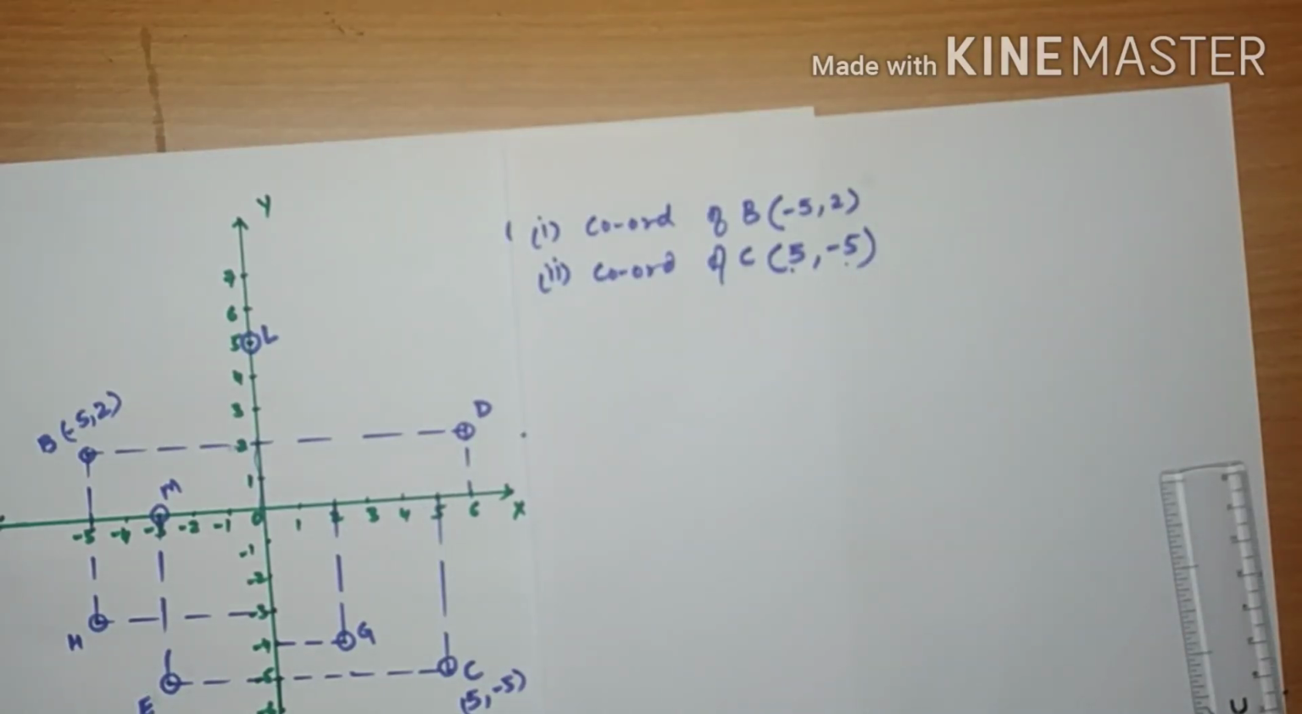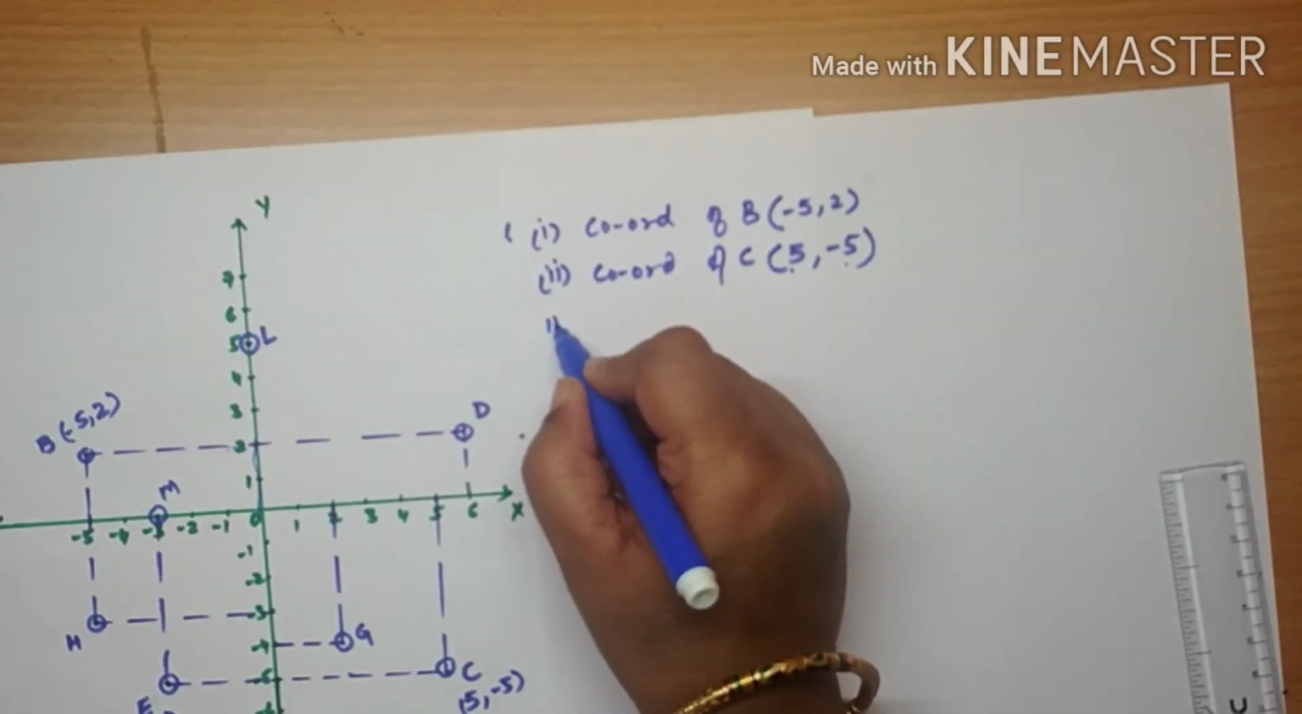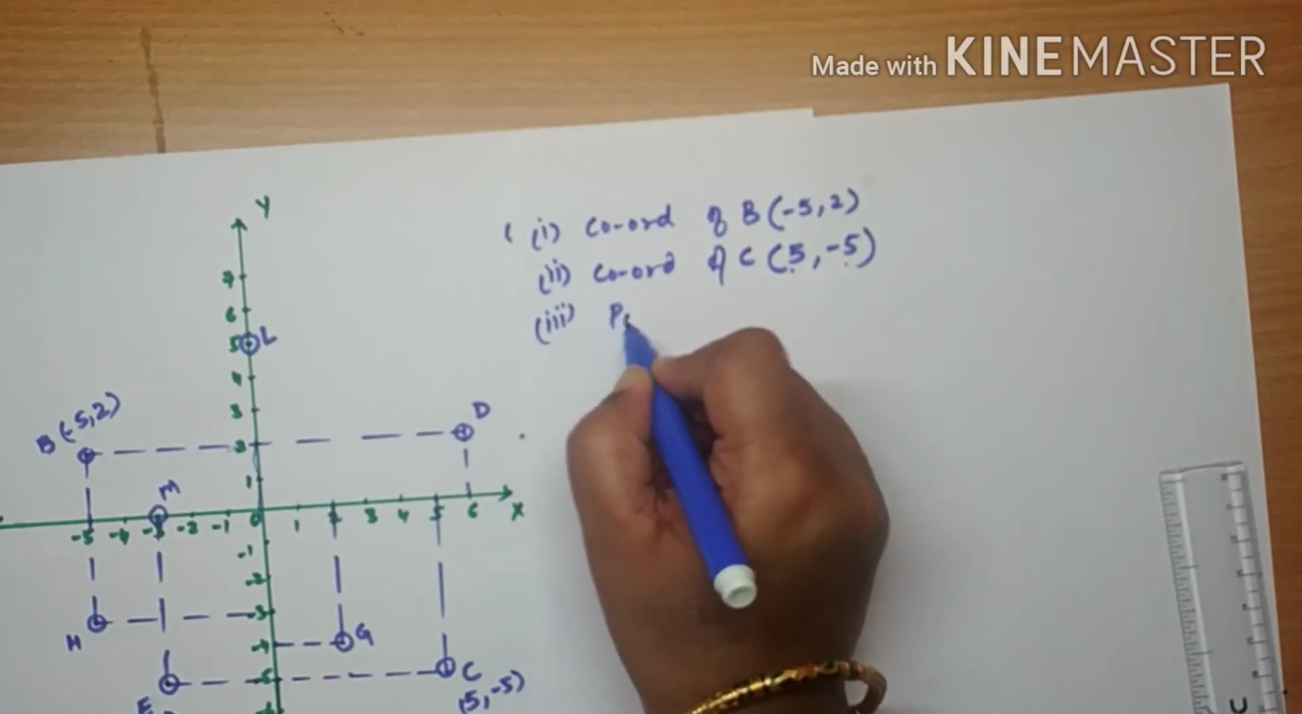Next, third part, the point identified by the coordinates -3 and -5. Let's go to x -3. This is -3. And y is -5. This is -5. So what is the name of this point which represents -3 and -5? The answer is point E.